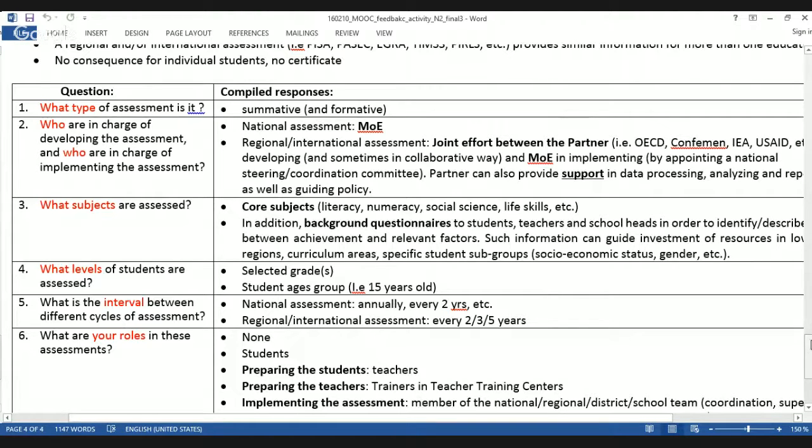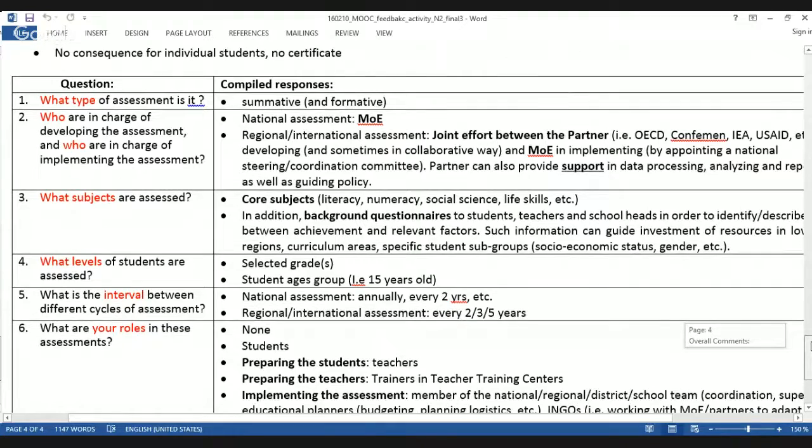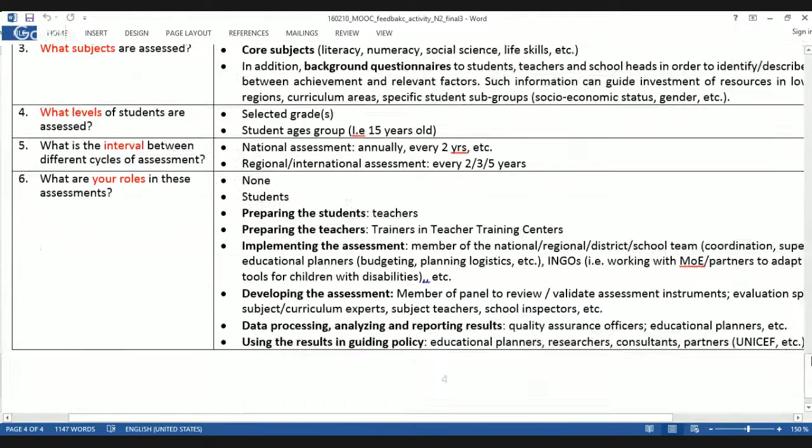What is your role in this assessment? As I said, most of the participants said no, I don't have any role in that. One or two said that they already participate in those assessments. There was a teacher, and there was a trainer of teachers. What was very interesting is that among the participants, there were a lot of researchers, consultants, and partners who are very interested in the results of those assessments.